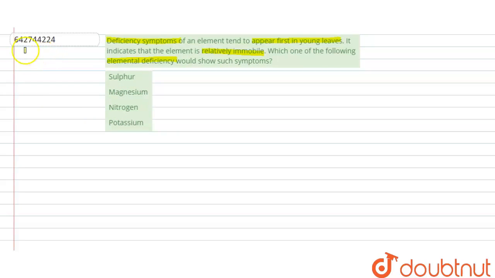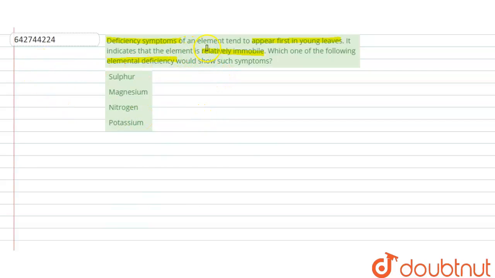So they are here talking about the deficiency symptoms of an element, that is the symptoms which a plant shows. As we are talking about a plant, the symptoms which are shown by a plant due to the low availability, less quantity of a certain element, right? So we have some essential elements which are important for a plant, and if those elements are not available to the plant in proper amounts, then the plant will show the deficiency symptoms, right?